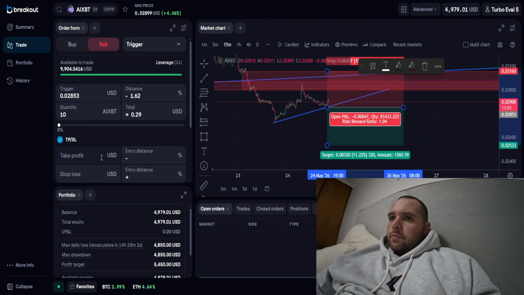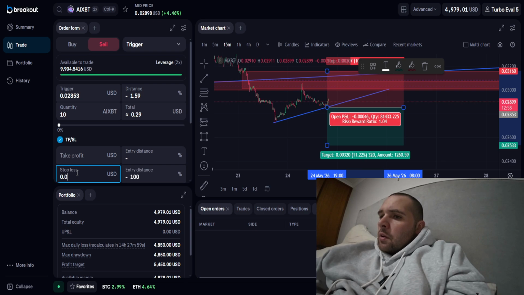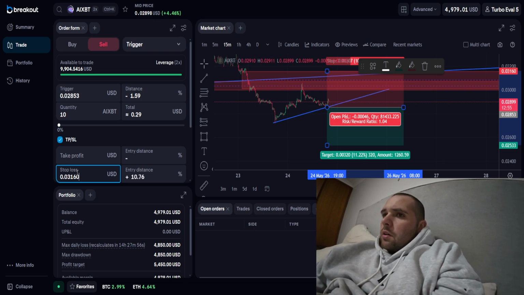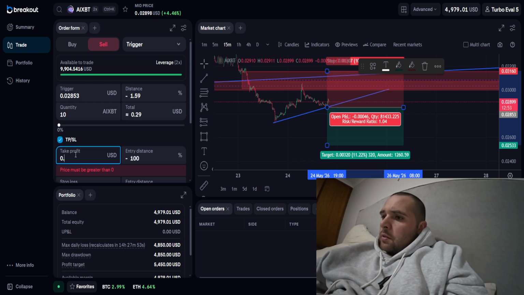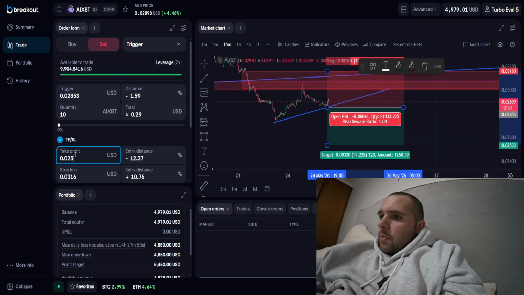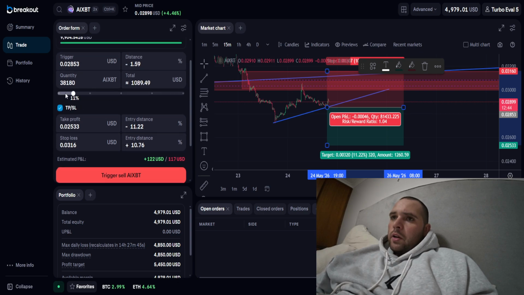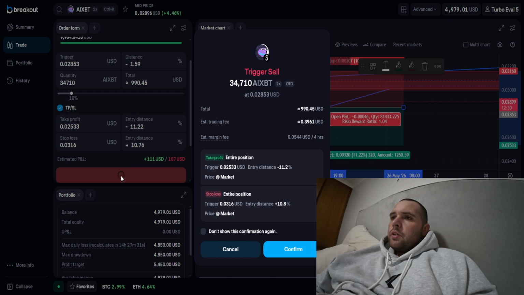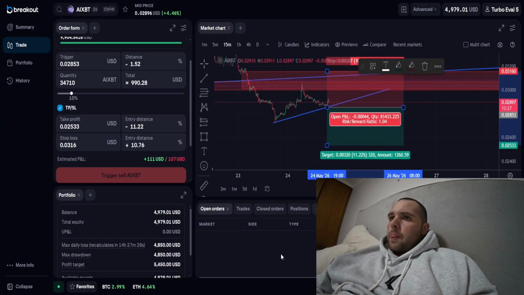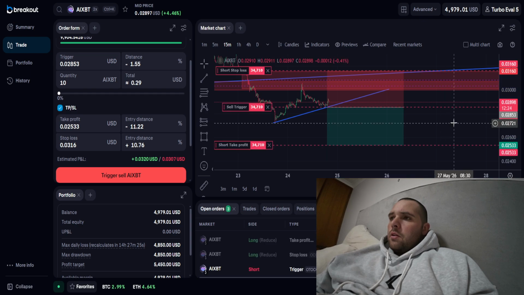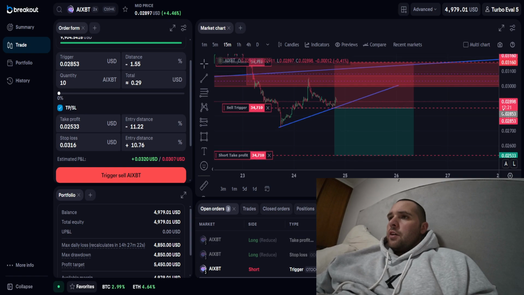What are the two? What's stop loss? 360. Yoza. So we're going for a 1 to 1 trade. I'm going to put $100 risk on. $107 risk, $107 reward. Trigger sell. There you go. So this is the trade I've put on.